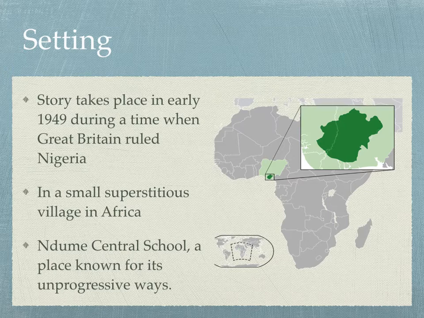The setting of the story takes place sometime during January of 1949, during a time when Great Britain ruled Nigeria. The whole action happens in a small, superstitious village in Africa, more specifically, Ndume Central School, a place known for its unprogressive ways.